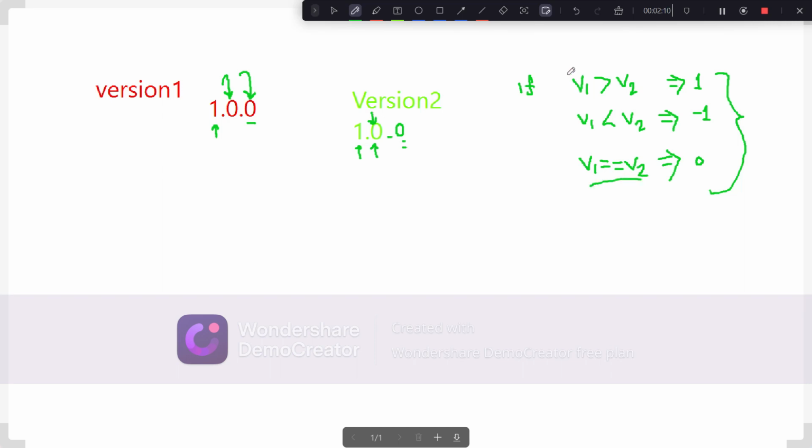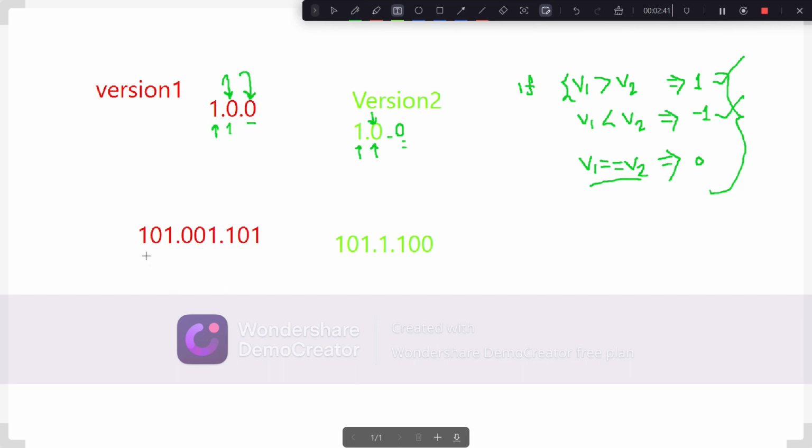If overall v1 is greater than v2, meaning at any place where we find a v1 integer value greater than the corresponding v2 value, then we have to return 1 immediately. Or in case we find a value from version 2 which is greater than the corresponding version 1 value, then we have to return -1. Okay, so these are the three criteria. Let us take another example for better clarification.